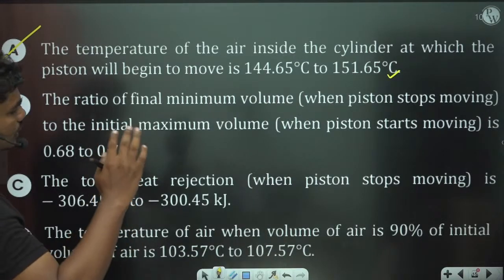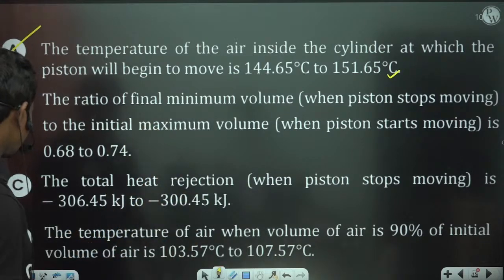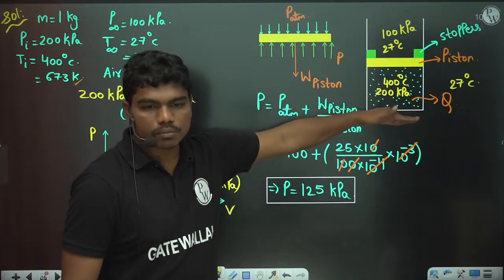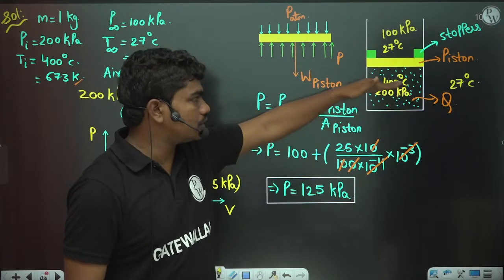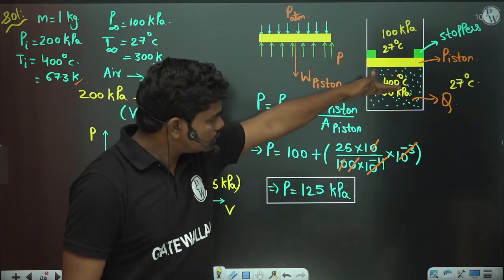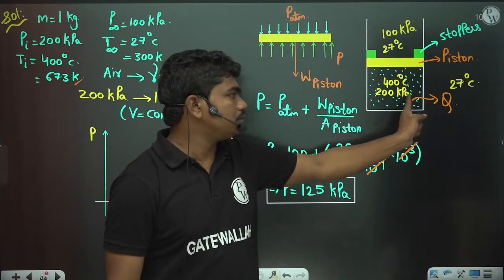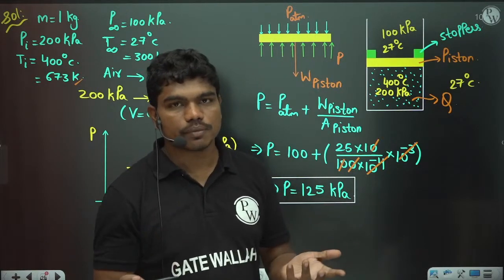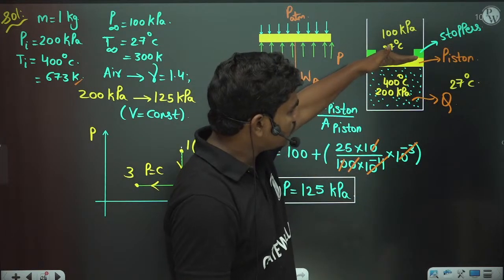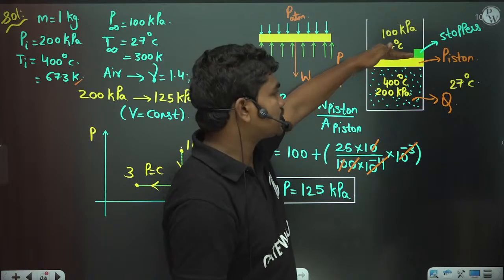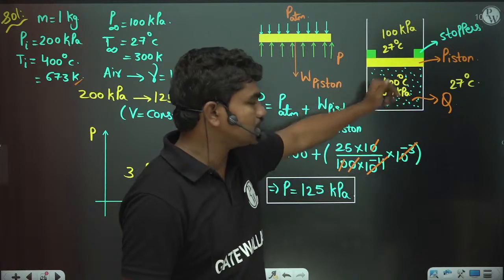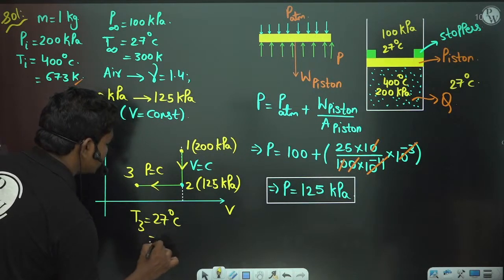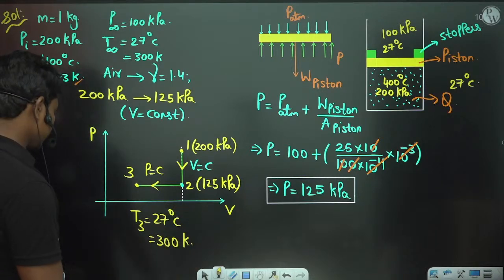Now, the ratio of the final minimum volume when the piston stops moving. One thing we can understand is that the piston will not continuously move down and touch the bottom of the cylinder. At some point, due to further heat transfer, the temperature will drop from 147 degrees Celsius to 27 degrees Celsius. Whenever there is thermal equilibrium between the system and the surroundings, the compression will stop at that point, meaning the heat transfer will stop because the temperature difference will not be there. So the piston starts moving at around 147.6 degrees Celsius, comes down to 27 degrees Celsius, and stops. So in this case, it stops when T3 is equal to 27 degrees Celsius, which is 300 Kelvin.